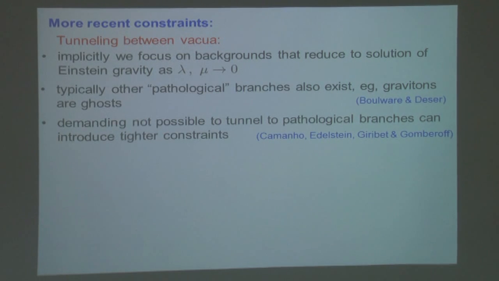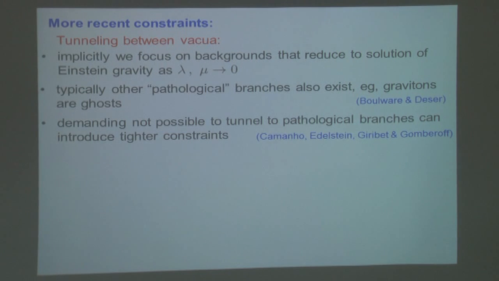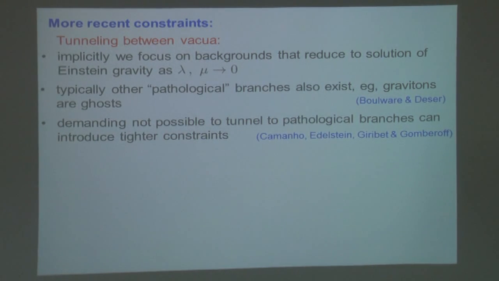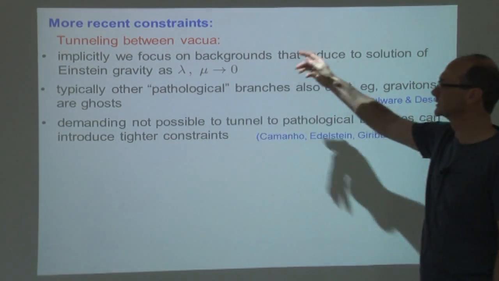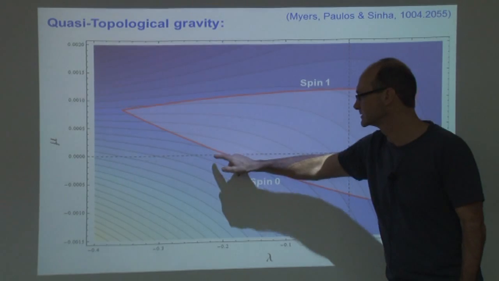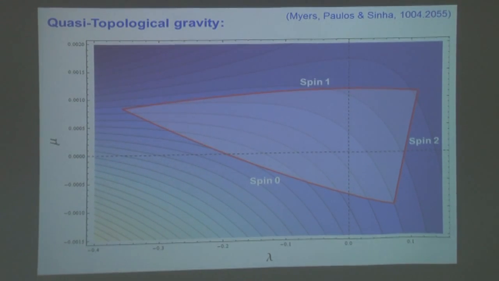However, these folks suggested that if I really want to take this seriously as a quantum theory, I'm going to get tunneling between these various branches. So to invent tighter constraints, they demanded that there not be any tunneling from the nice vacuum, from this branch, to one of these pathological branches. They looked at various examples and showed that the constraints were actually tighter than on this transparency. In particular, they were looking at this axis, and so they ended up with a tighter set of constraints along that axis for the lambda parameter.